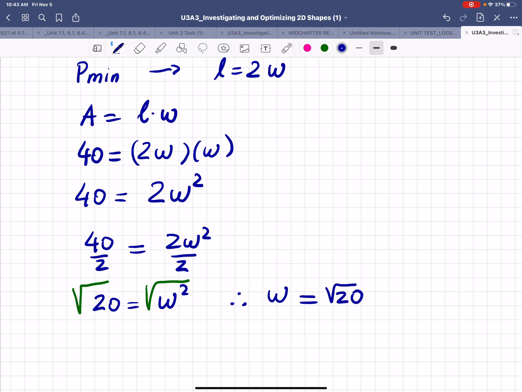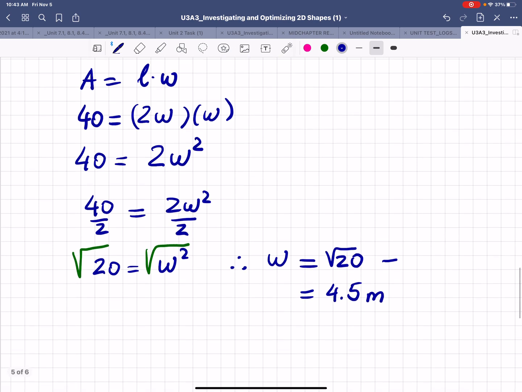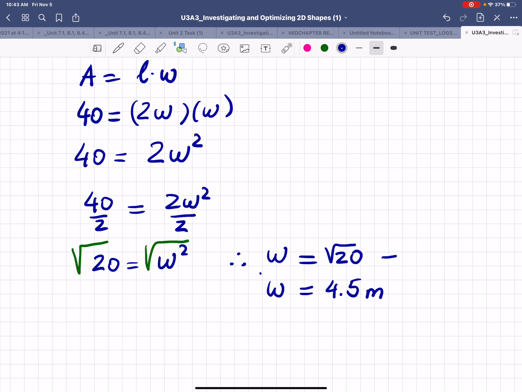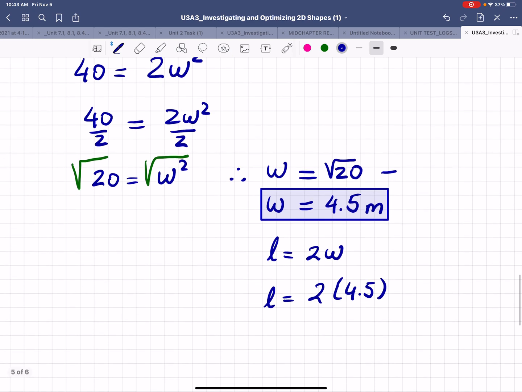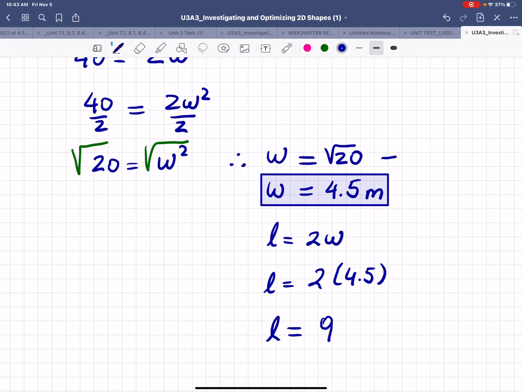If you use a calculator, the square root of 20 equals 4.47. We'll round it to 1 decimal, so 4.5 meters. So w equals 4.5 meters. And length equals twice w, or twice 4.5, or length equals 9 meters. And to be more precise, I'm going to write 9.0 meters in here.